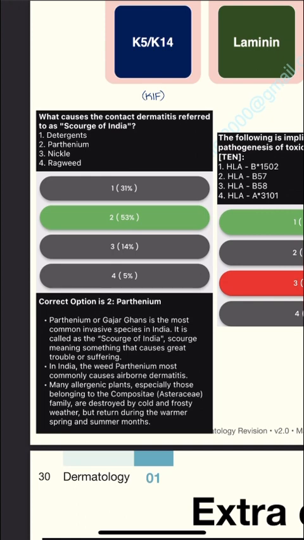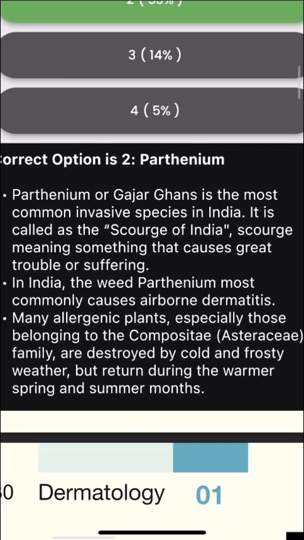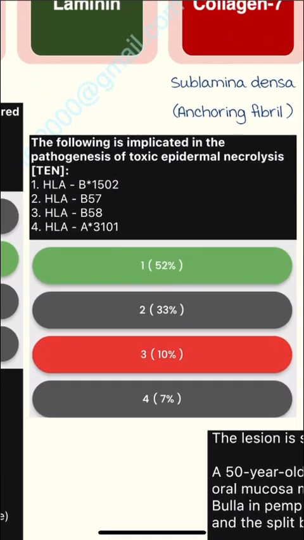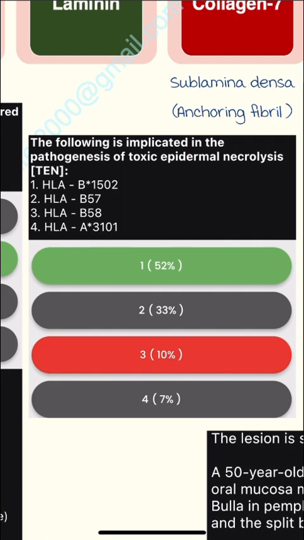What causes the contact dermatitis referred to as the scourge of India? That is Parthenium. You can pause the video and read the explanation. Next question, which is a fact-based question: which of the following is implicated in the pathogenesis of toxic epidermal necrolysis? It is HLA-B 1502.